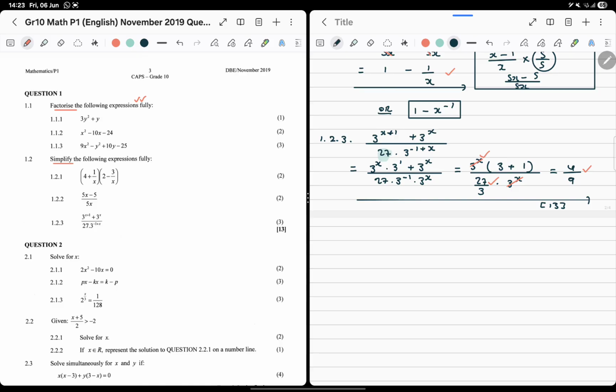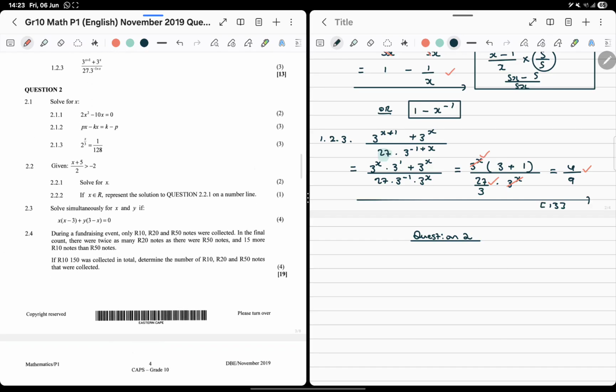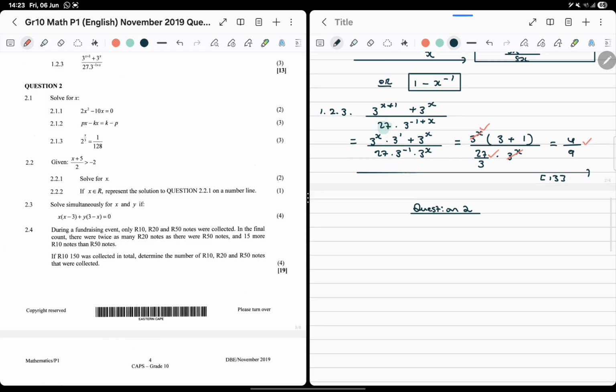Great. So let's get to question 2. Okay, so we're dealing with algebraic expressions. This time it's usually algebraic equations. We're solving for something. All right, so we've got 2.1 with 2.1.1. We need to solve for x. Now remember, the question is we're solving for x.